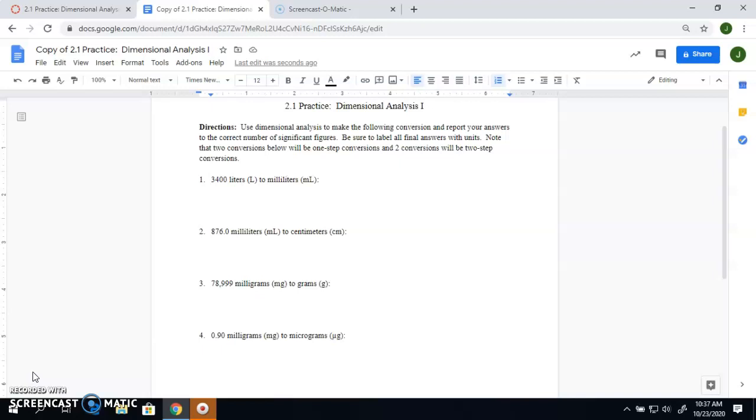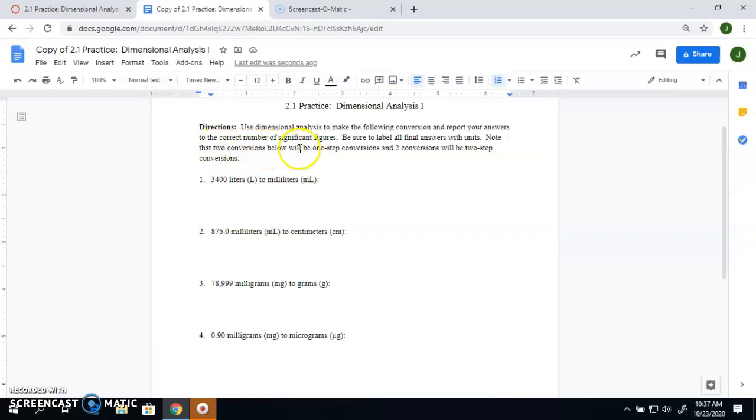Remember, since the conversion factors are considered exact numbers, they have an infinite number of significant figures. So you're going to find throughout the course that you always look back at the source information to figure out how many significant figures you will round to. And you follow those three rules for significant figures that we have. Okay, the directions continue to say be sure to label all final answers with units.